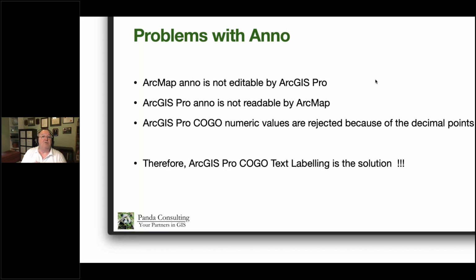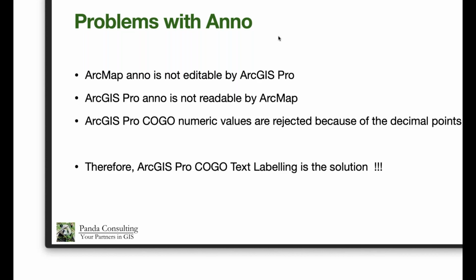Solution, maybe what we do is we duplicate it and copy it. Well, then we can have one set which is editable in ArcMap and one set which is editable in ArcGIS Pro. The problem is when we create dimensions in Pro, we can't send them backwards. We can't write backwards to ArcMap. There is no backwards compatibility on here. So there is no way for us to do that. So ArcGIS Pro annotation is not readable by ArcMap.